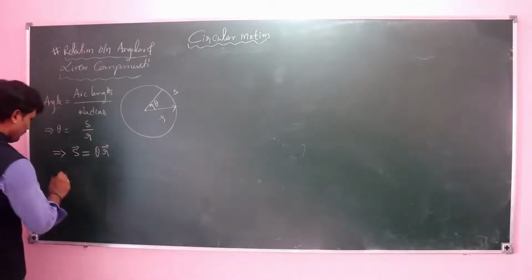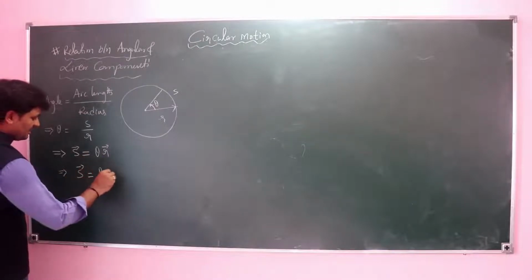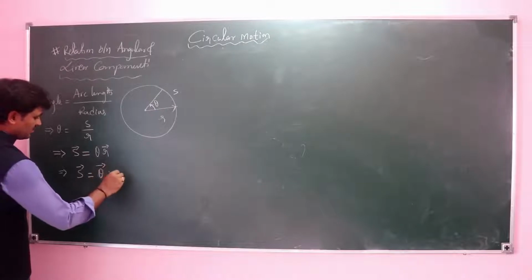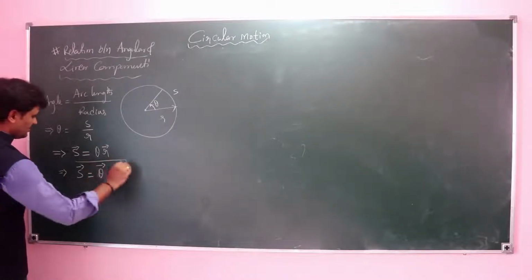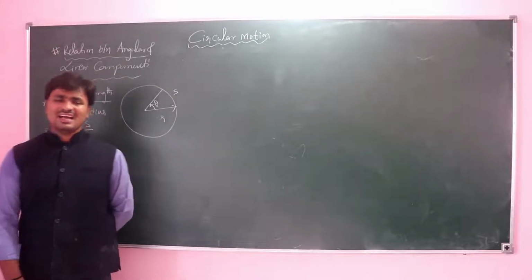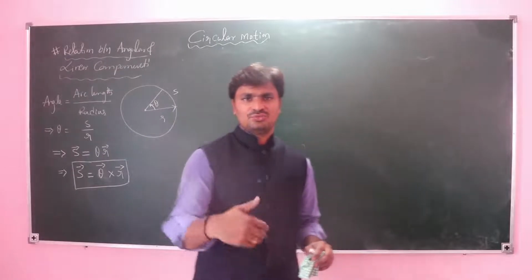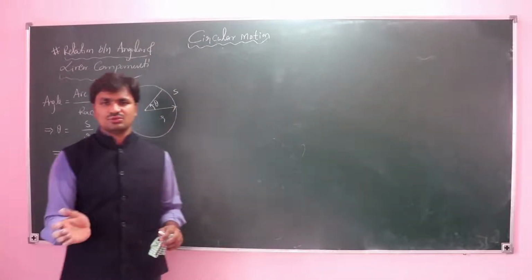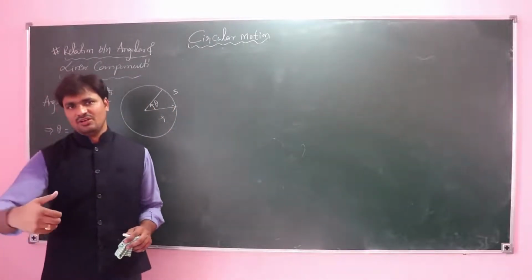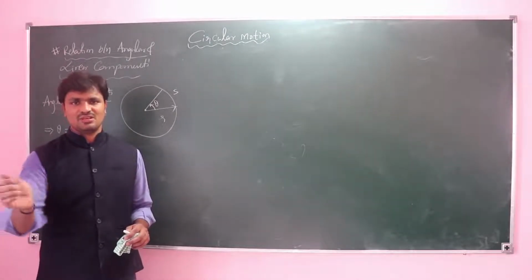Also, the vector notation for this is simply theta bar cross r bar. This is the vector notation using the right hand screw law. While using a screw, to loosen it you rotate it anticlockwise, and to make it tight you rotate it in the clockwise direction. You have to use it like this.